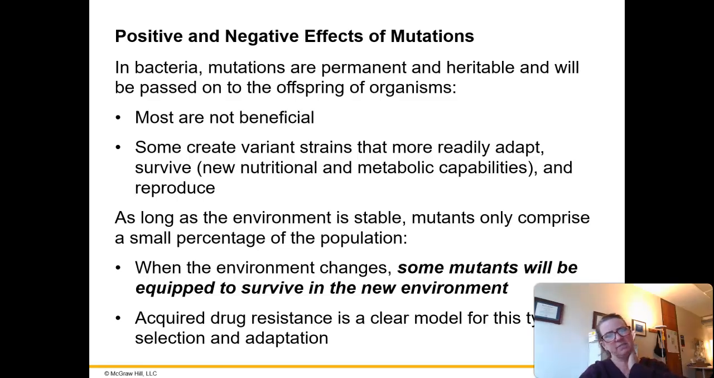So it says, as long as the environment is stable, mutants only comprise a small percentage of the population, but we know that if the environment changes and that particular bacterium has some kind of advantage from this mutation, that they may be more likely to survive.